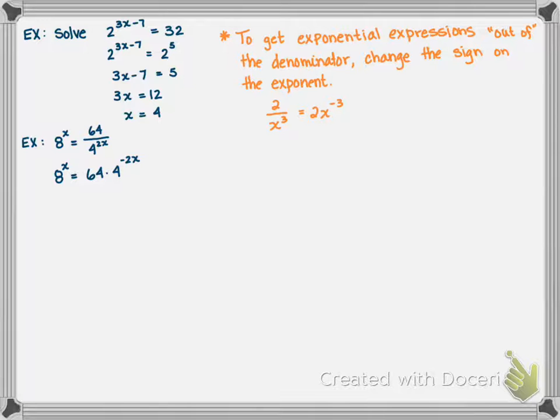And now that I don't have any fractions, I'm going to deal with the numbers 8, 64, and 4, because none of them have the same base, right? I see that they're all multiples of 2, so they're all divisible by 2 because they're all even. And so I'm going to try to rewrite them with a base of 2. So 8 is 2 to the 3rd.